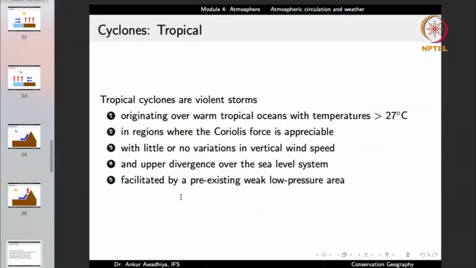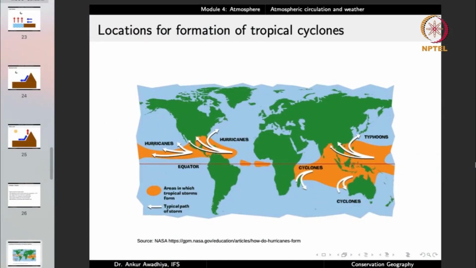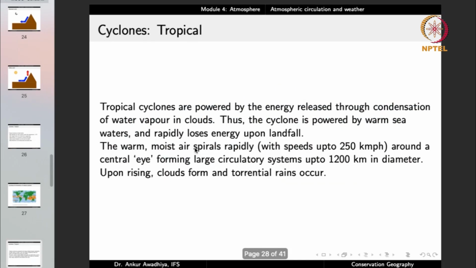So the air is moving up, and near the sea surface, the air is moving towards the cyclone, then it rises up and then it spreads out. And it is facilitated by a pre-existing weak low pressure area. A low pressure area ensures that wind is moving towards the low pressure zone to jumpstart the cyclone. So when we talk about warm tropical oceans, these are the areas where we typically get the cyclones. They are known by different terms like typhoons or cyclones or hurricanes in different areas.